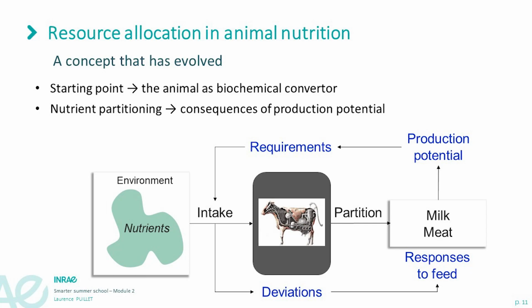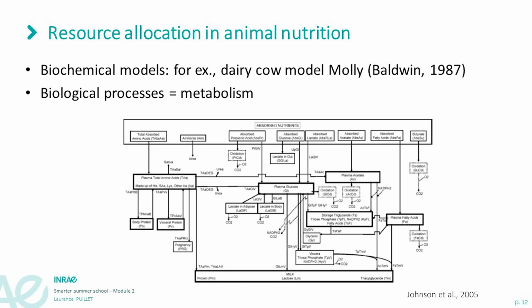So biochemical view. And you can see that in a lot of models. So here it's a historical model from US on dairy cow, Baldwin. And everything is about biochemical stuff. So I don't know if you can read, but it's total absorbed amino acids, ammonia, propionic acid, all the stuff that you can love or not, that I don't really like. That's why I don't like to say I'm a nutritionist, because I don't really understand all of this. But you have all the biochemical operation within the cow, like plasma glucose is then lactate, and so on and so on.